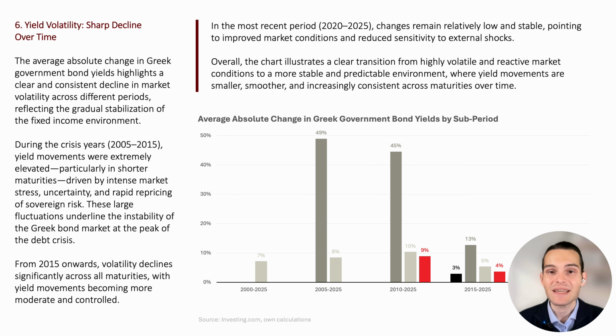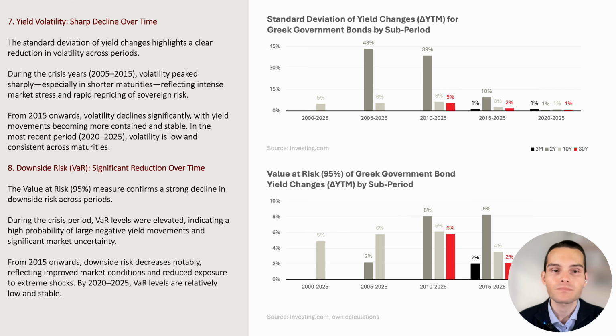Yield volatility increased sharply during the sovereign debt crisis, especially in shorter maturities, while after 2015, volatility declined substantially across the yield curve as market conditions gradually stabilized.